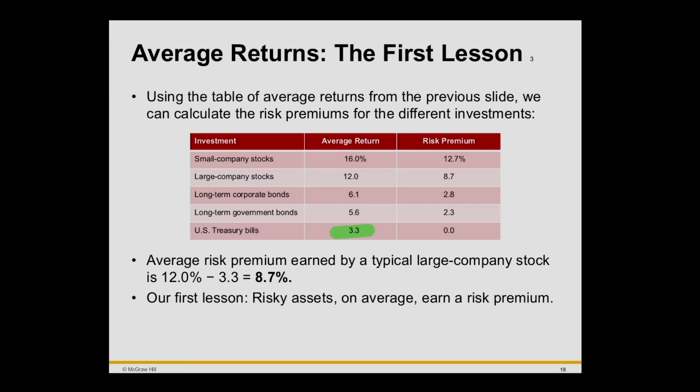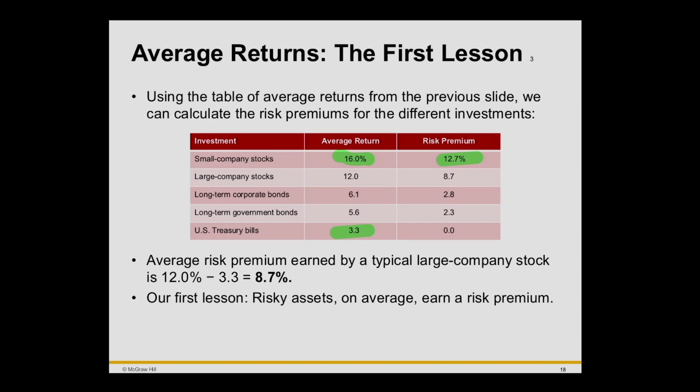But we always want to look at the Treasury bills here. We're using that as our proxy for a risk-free rate. In other words, it's a guaranteed rate. Well, if we subtract that from the 16% return of our small company stocks, that means that we're getting 12.7% risk premium for buying and holding a portfolio of small company stocks, or small cap stocks.